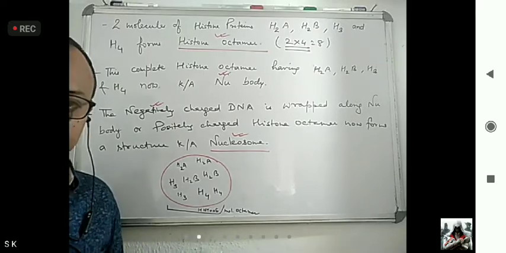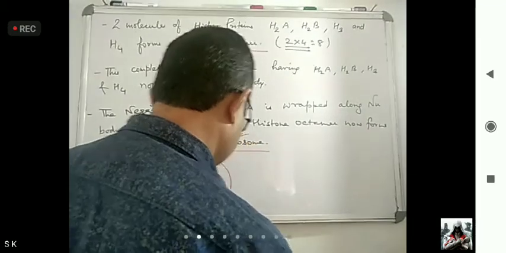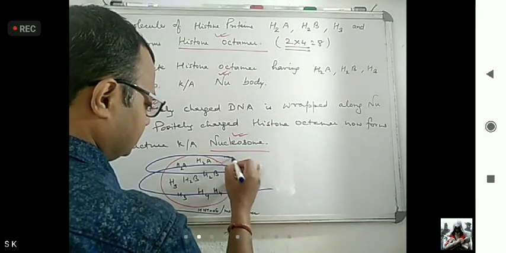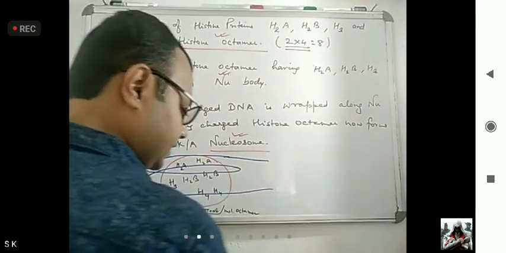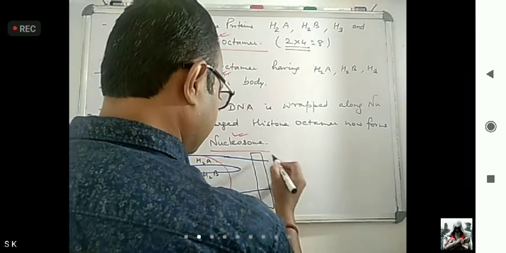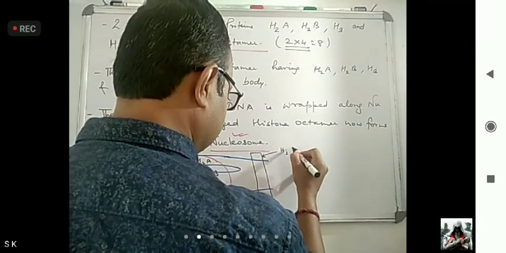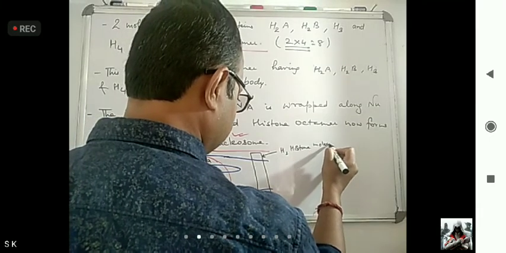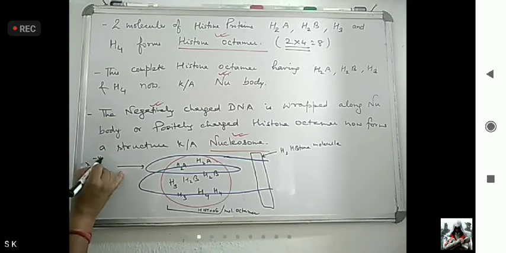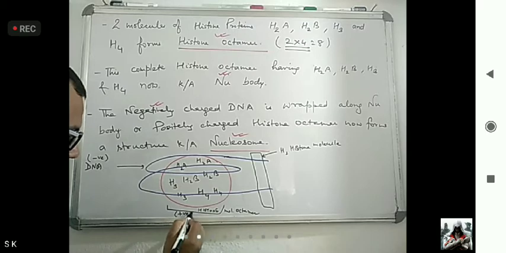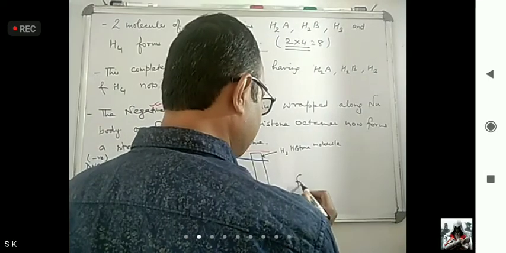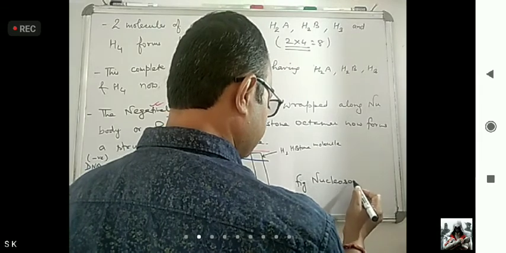Okay, now here what happens? Wrapping of DNA occurs, and this is H1, the H1 histone molecule. This blue colored structure is DNA. So this is negatively charged DNA, and histone is positively charged. So they are making what? Compactly attached to each other. And this combined form is known as nucleosome.